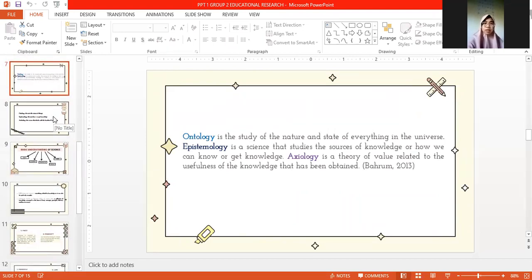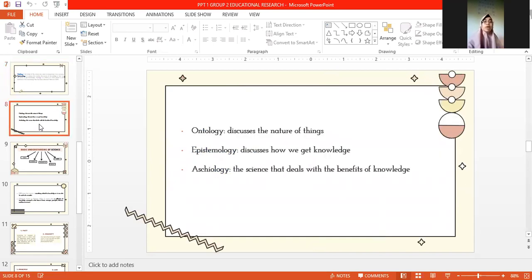We can see the opinion of Bahrum. Ontology is the study of the nature and state of everything in the universe. It's like when I wake up this morning, I see the sun, so I know the existence of the sun. And epistemology is a science that studies the source of knowledge, or how we can know or get knowledge. It's like from a book we can know some knowledge like math, science, etc. And axiology is the theory of value related to the usefulness of the knowledge that has been obtained. It's like, what is the value of the knowledge?